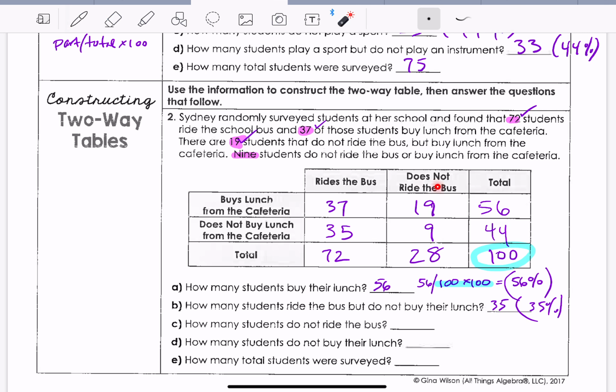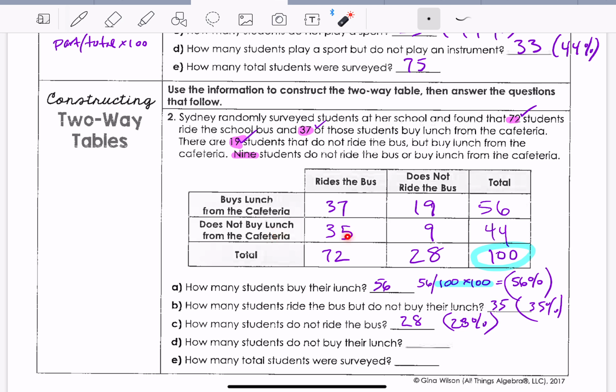So let's see, do not ride the bus doesn't really say anything about their lunch. So I'm just going to come down here, and it's going to be 28. And that just happens to be 28% of students. And then how many students do not buy their lunch? Okay, students do not buy their lunch from the cafeteria.